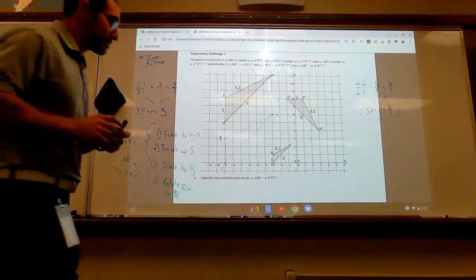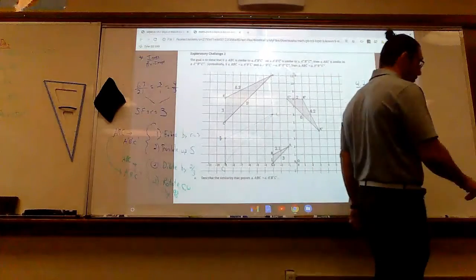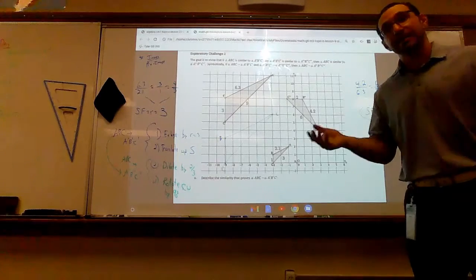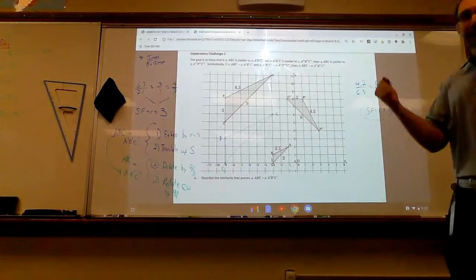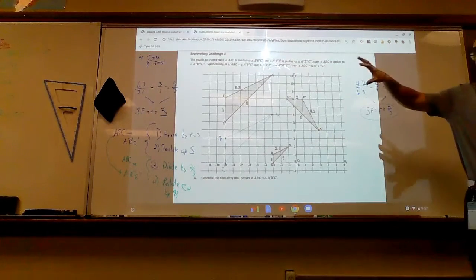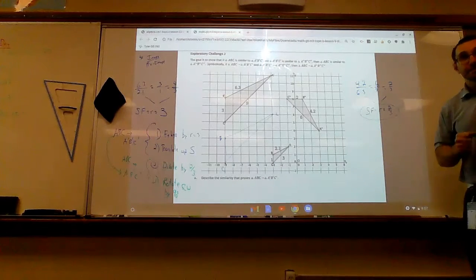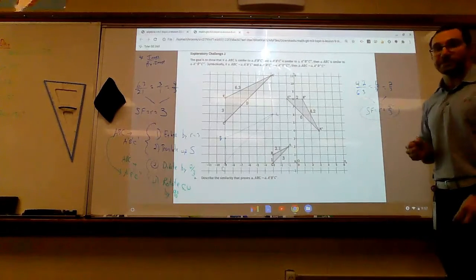Let me be very honest. Are you going to have this in the real world? No, not very often. Is it going to be on your map test? You bet your bottom dollar. You're going to see similarity on your map test. Sometimes I would love to say, oh man, here's when you're going to use this in the real world. Yeah, I'd love to. You're going to need it for the test. I'm telling you that very honestly, you're going to need this for the test.